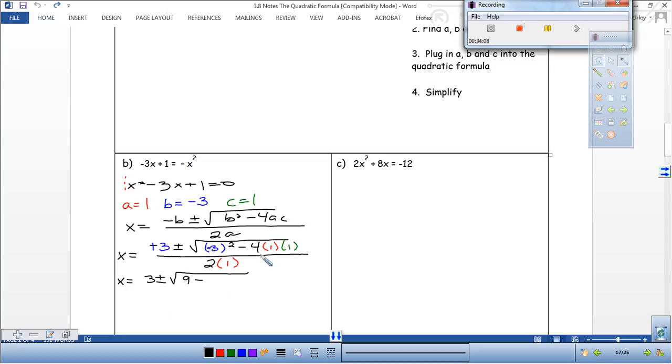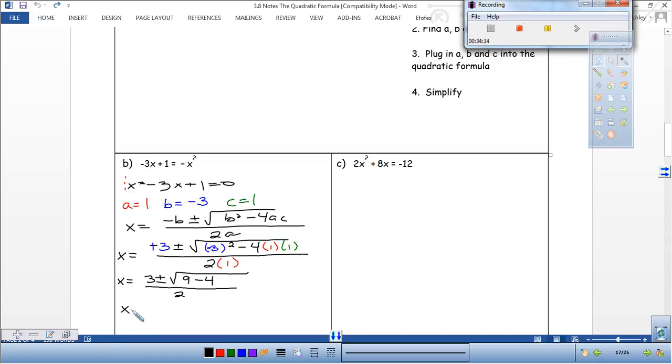No, because 4 is negative and you're subtracting. 9 minus 4. And it's all over 2. Any questions over that?